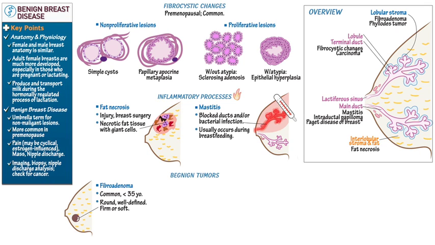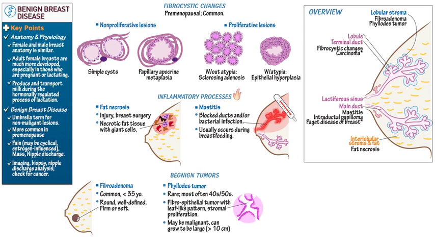Then indicate that phylloides tumors are rare and most often diagnosed in women in their 40s or 50s. These fibroepithelial tumors have a leaf-like lobulation pattern with stromal proliferation. Phylloides refers to their leaf-like appearance. These tumors can be malignant and can rapidly grow to large sizes, over 10 centimeters, which stretches the skin of the breast. Tumors can be surgically removed, and if borderline or malignant, radiation therapy may be recommended.